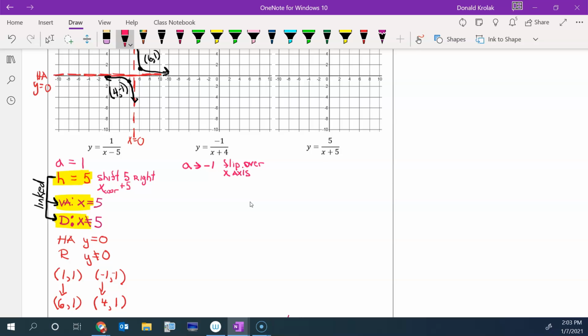And the way you flip it is you take the y coordinates and you multiply them by -1. And that flips your graph over the x-axis. Like when we do our anchor points later. All right, H is -4. So my VA is -4, and my domain cannot equal -4.